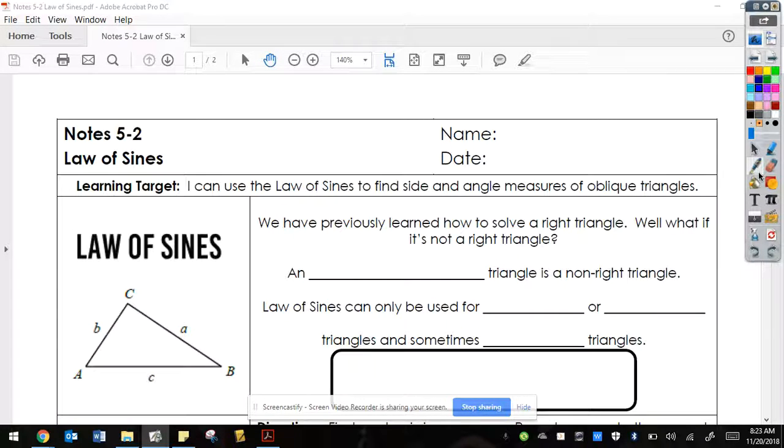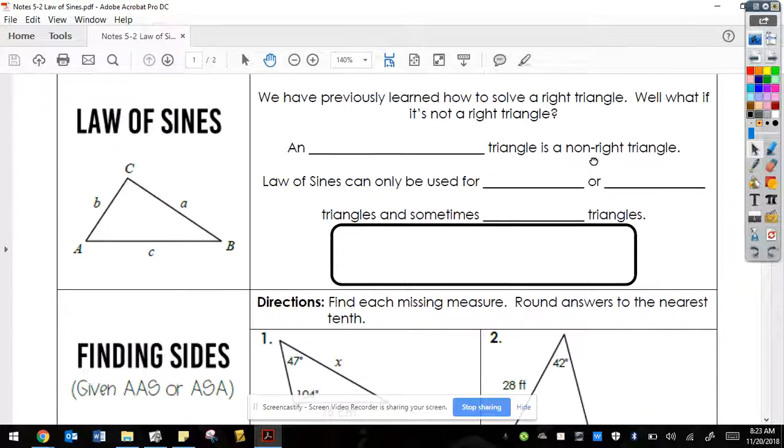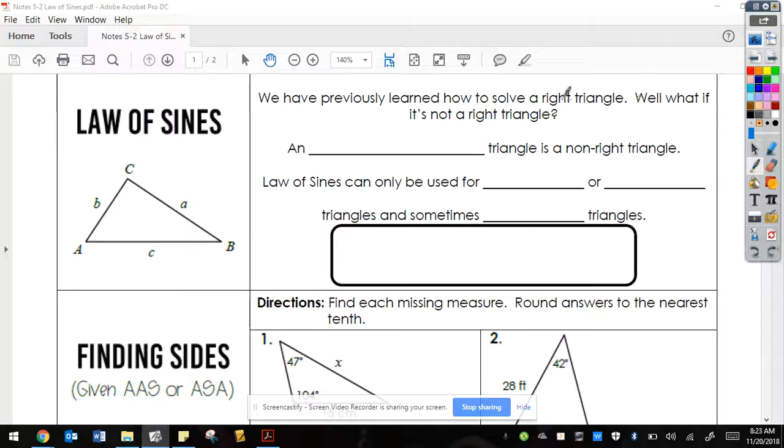All right, hey guys, so we're going to talk about law of sines. We've previously learned how to solve a right triangle, but what if it's not a right triangle? When we were solving right triangles, we were using Pythagorean theorem or trigonometry, the SOHCAHTOA thing. Something to know is that an oblique triangle is a non-right triangle, okay?